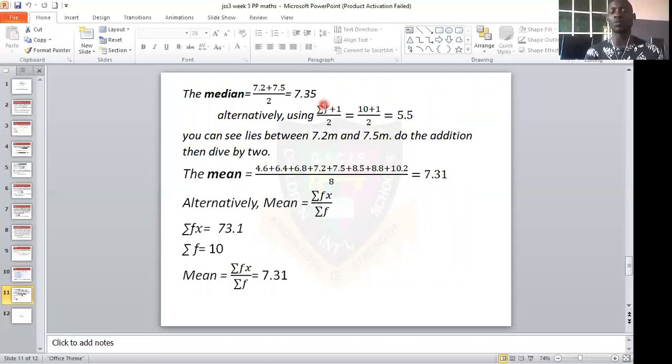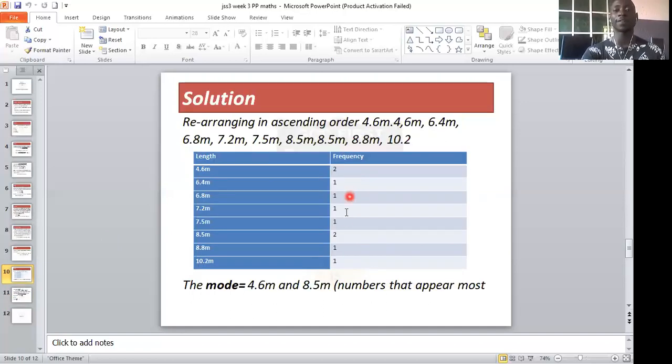To cross-check, since we have a frequency table, we use the formula, summation F plus 1 over 2. What is our summation of frequency? 2 plus 1 is 3, 3 plus 1 is 4, 4 plus 1 is 5, 5 plus 1 is 6, 6 plus 2 is 8, 8 plus 1 is 9, and 9 plus 1 is 10. So the summation of our frequency is 10.